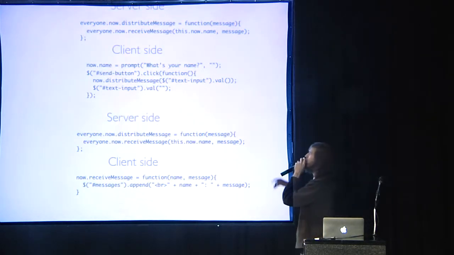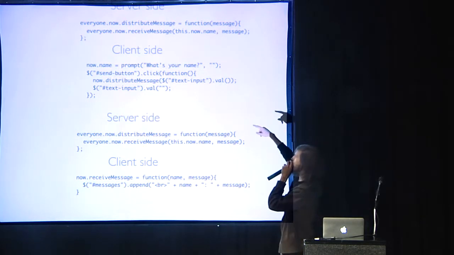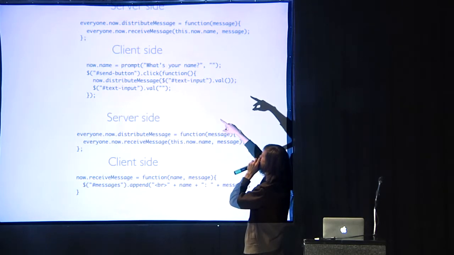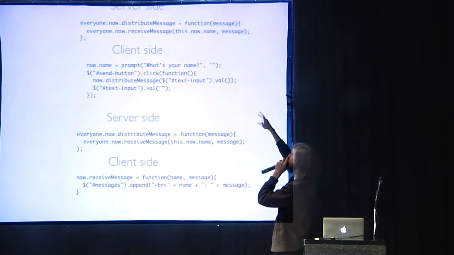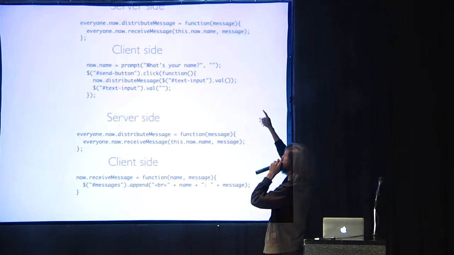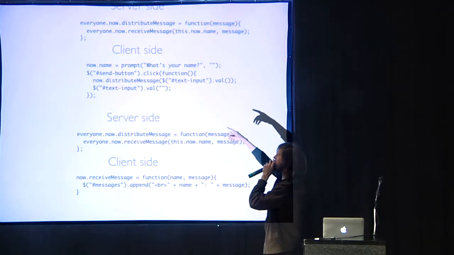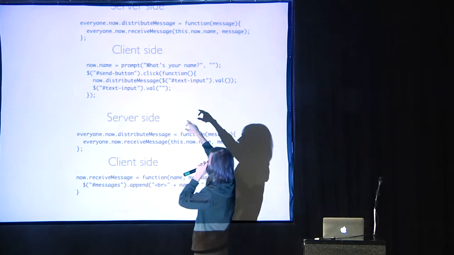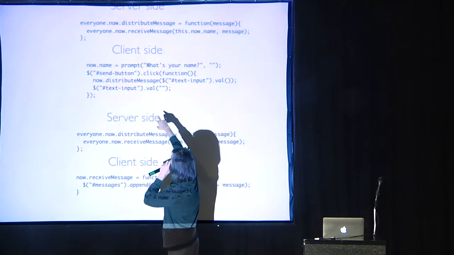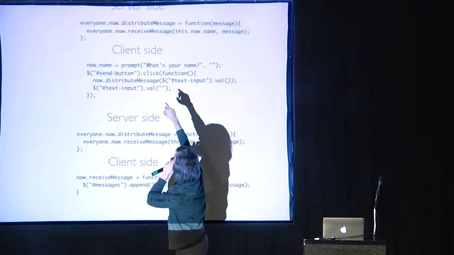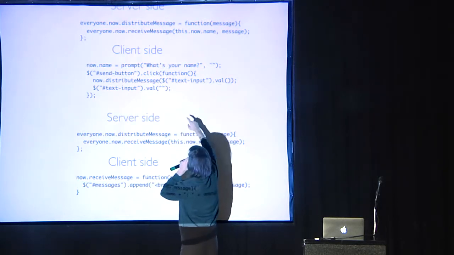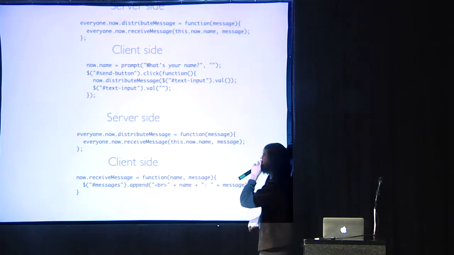So here's an example of server side to client side. On the server side, you define distributeMessage in the everyone.now namespace. Then on the client side, you say now.name = prompt, what's your name? And then they click the button, and it does now.distributeMessage. Since it's not set on the client, it automatically jumps up to the server and executes that function with this argument, and then it returns that value.